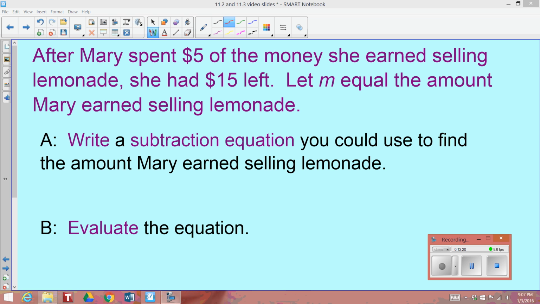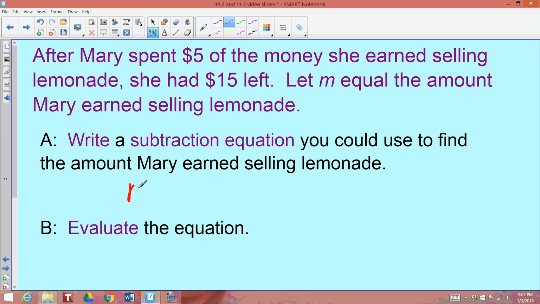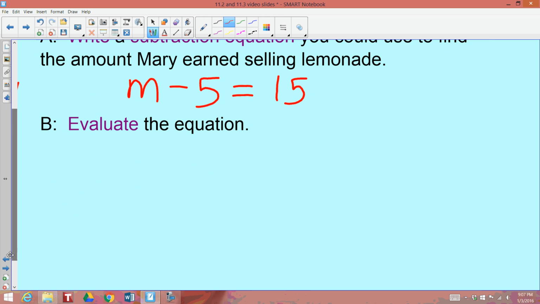Well, if she has a certain amount of money, M, and she goes and spends 5, so we're taking away 5 from the amount she earned, she's left with $15. So I'm thinking of a number. I'm going to take 5 from that number and I get 15. So you can think about that flow chart. We could have 15 plus 5. That will give us M. 15 plus 5 is 20. So we know M is going to equal 20.